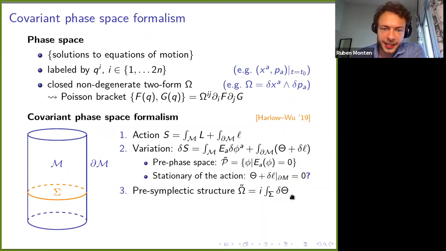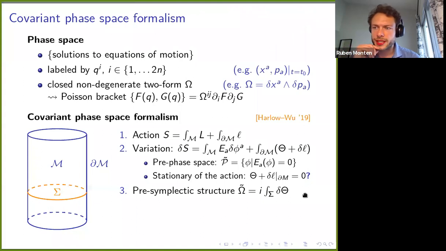From this, now we can identify the so-called presymplectic structure, which will be very close to the symplectic structure. And it's just the delta of this theta. So now here, we're interpreting not just these deltas as variations, but as differentials on phase space, on the space of all of these phis that solve the equations of motion. So this will be a two form, and it will be integrated over some hypersurface sigma here of the delta of theta.